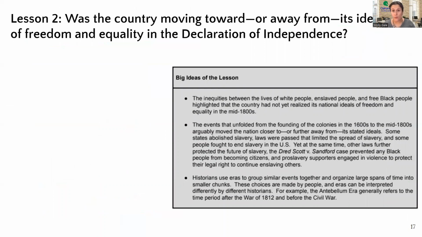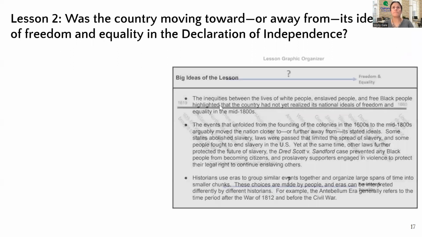The question in this one is, was the country moving toward or away from its ideals of freedom and equality and the Declaration of Independence? The students have studied the Declaration of Independence, of course, in the course already, and they've come back to it before. So we're having them stop here and really take a second to recall what they've already learned up until the 1850s and to think about whether the country was moving toward those ideals or away from those ideals.